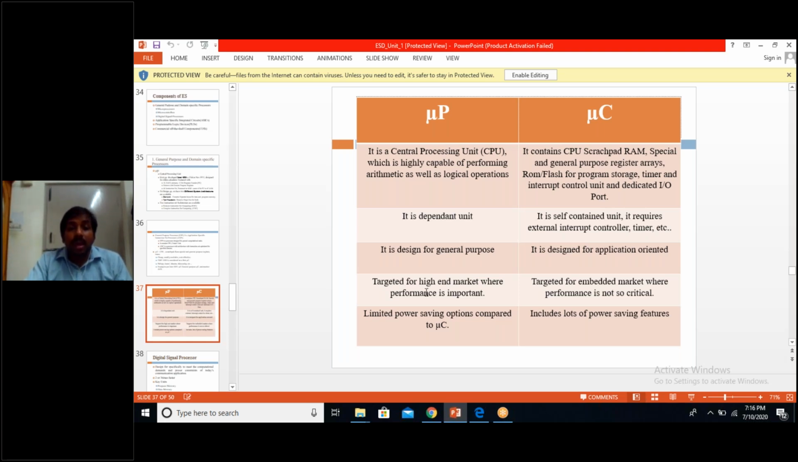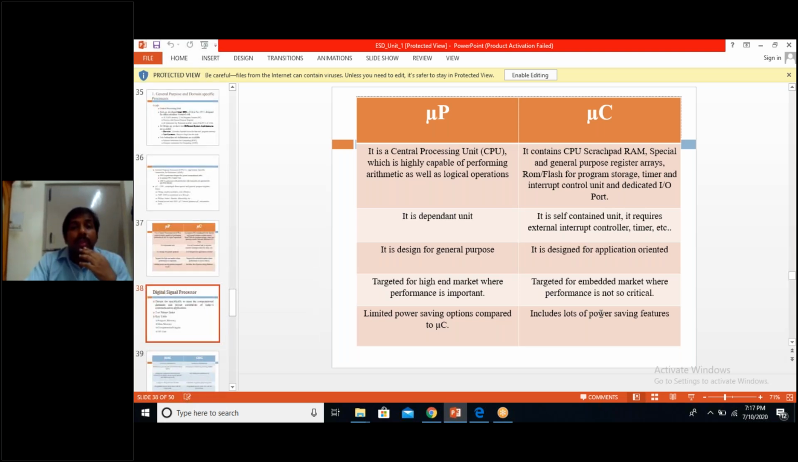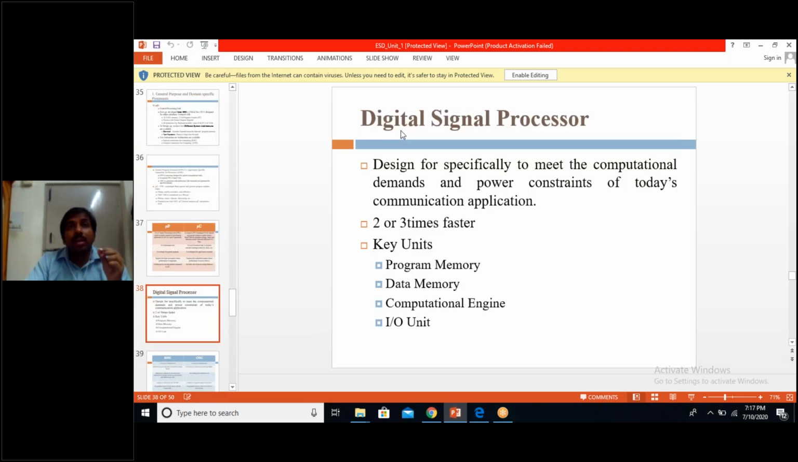And performance wise, we will be targeting the high-end market for microprocessors, and power is not so critical. Limited power saving options are available in microprocessors. Microcontrollers have less utilization of power, and a lot of power saving is done here. Coming to the next hardware part, first one you can use the microprocessor, or you can use the microcontroller.